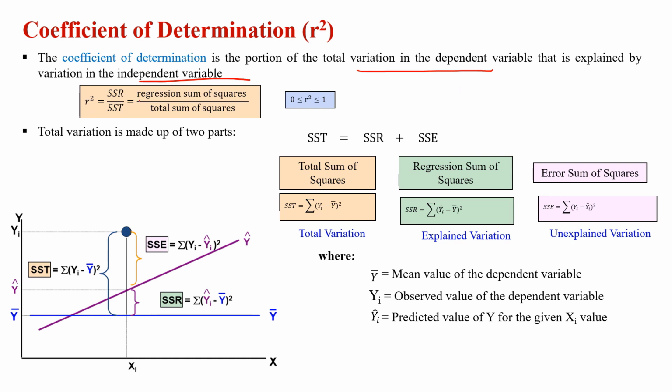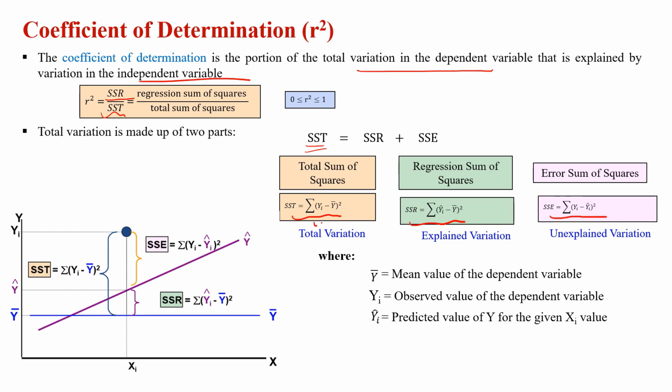So in terms of the regression, R square, which is the coefficient of determination, the formula for that one is the sum of square of regression divided by sum of square of total. Okay, so how can we calculate this one? As you can see, the sum of square of total can be partitioned into two portions. One is the sum of square of regression, and the other one is sum of square of error.